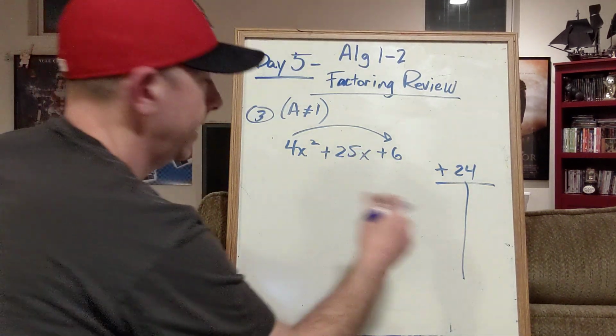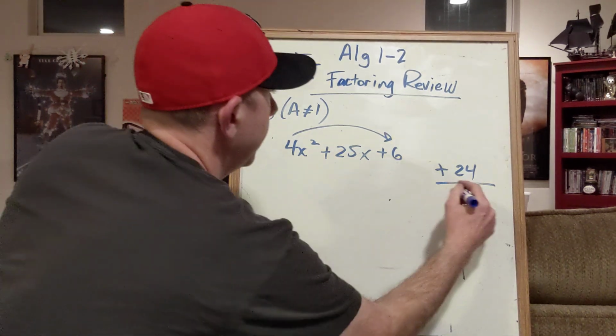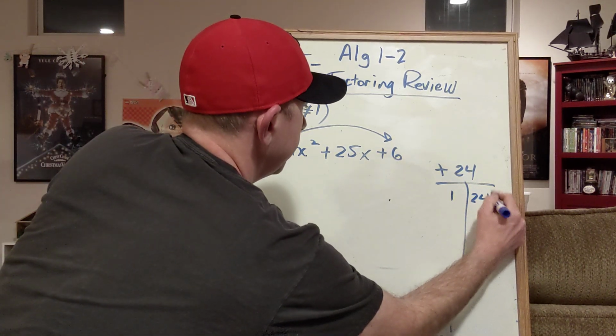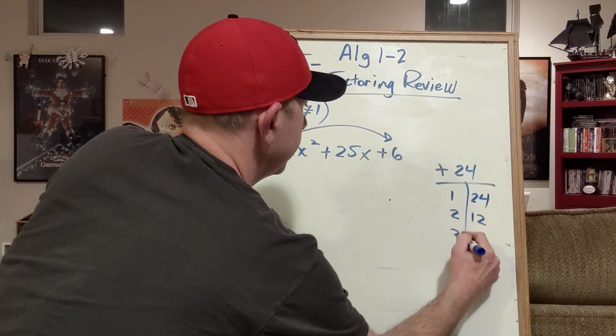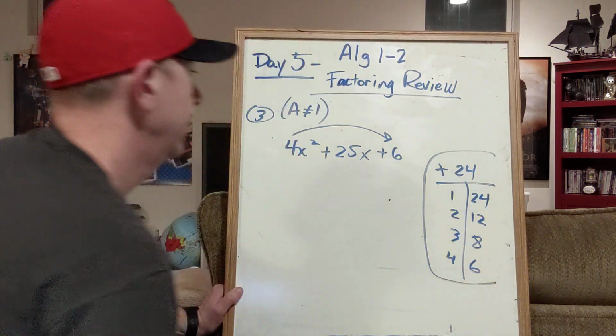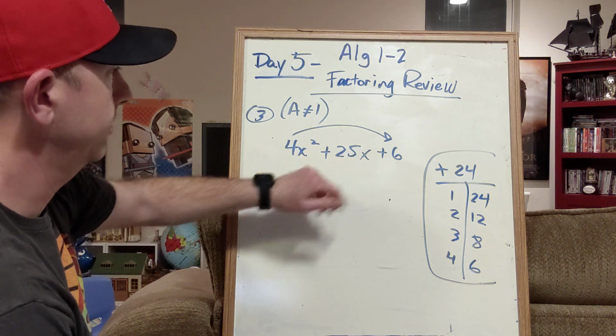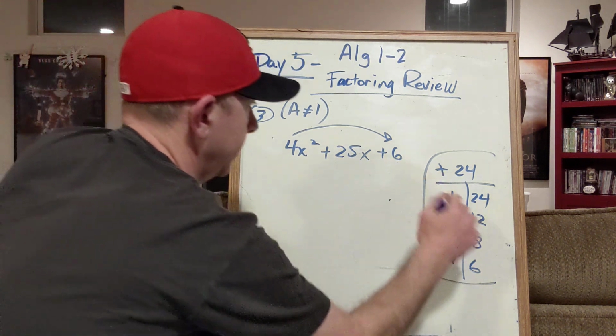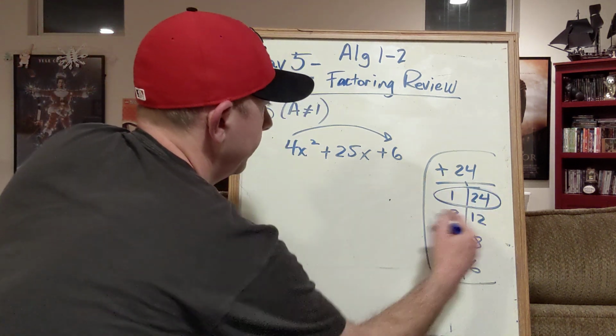Now we can't skip to the answer like we did on Friday. We're going to have to do, so let's see what we get. We got 1 and 24, 2 and 12, 3 and 8, 4 and 6, 5 doesn't work. Okay, so which one of those is going to combine to 25 by addition because it's plus there? 1 and the 24. Everything else is out.